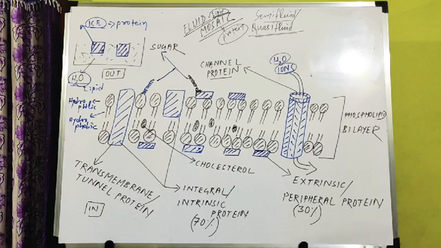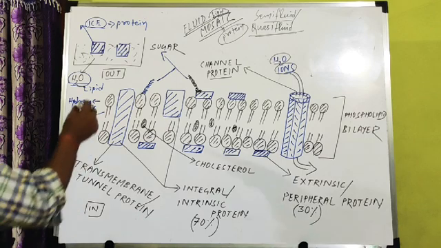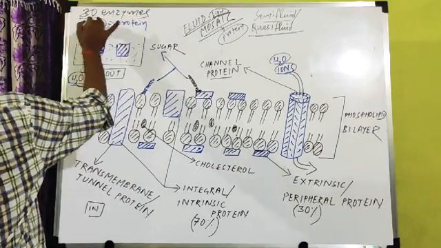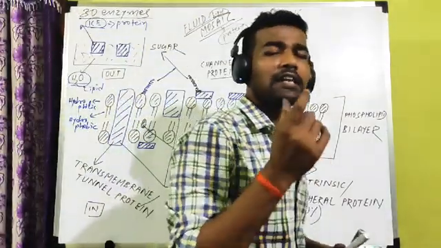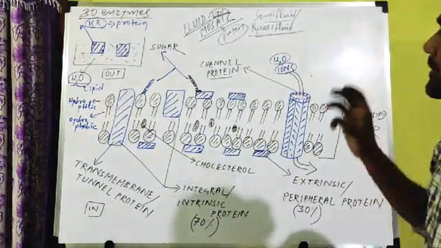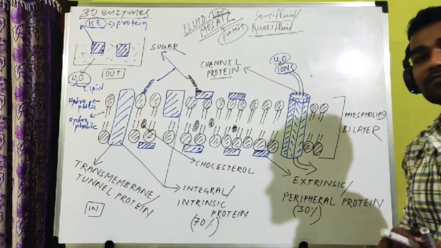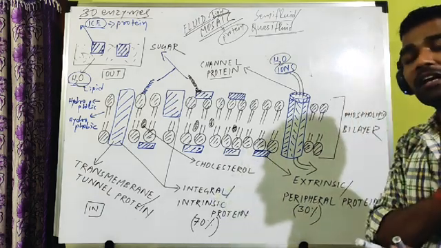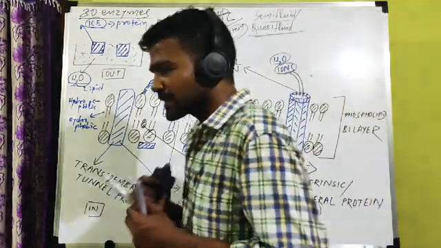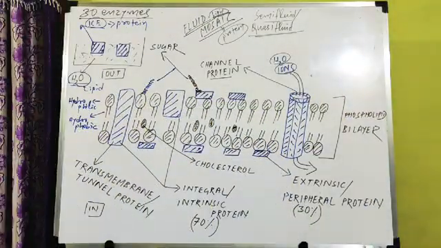In addition to that, the cell membrane also contains 30 different enzymes. Just like inside our body, for digestion, different digestive enzymes are there to break the food. Similarly, in the cell membrane, 30 different enzymes are present for different functions. We will discuss what their functions are, but you have to remember this detailed structure of the plasma membrane according to the fluid mosaic model.